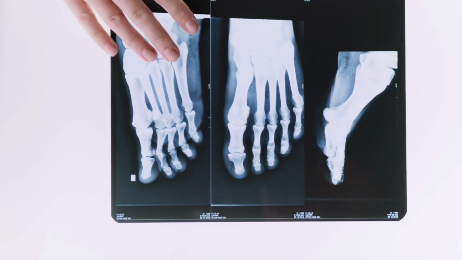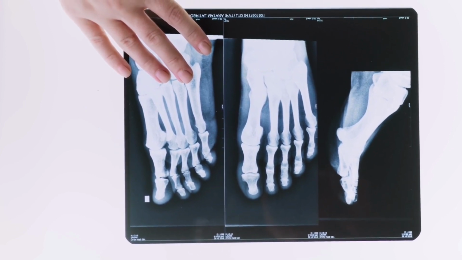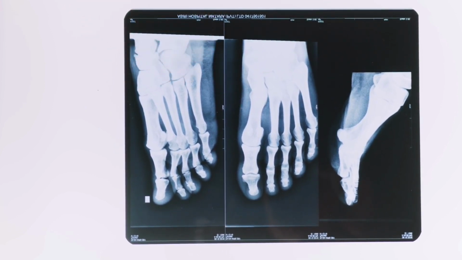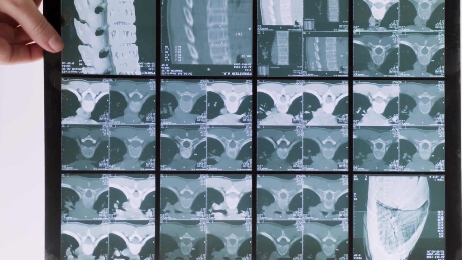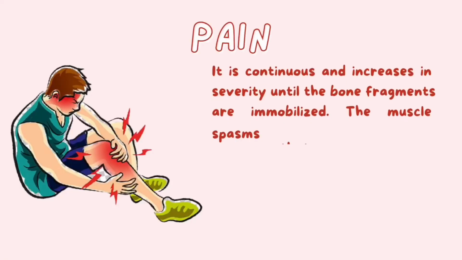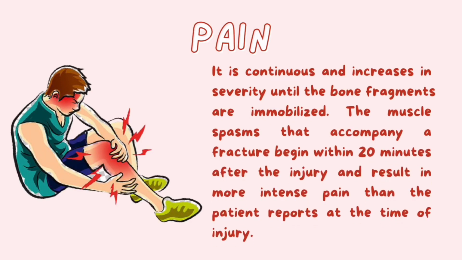Clinical manifestations. The clinical signs and symptoms of a fracture include acute pain, loss of function, deformity, shortening of the extremity, crepitus, localized edema, and ecchymosis. However, not all of these are present in every fracture. Pain. Pain is continuous and it increases in severity until the bone fragments are immobilized. The muscle spasms that accompany a fracture begin within 20 minutes after the injury and may result in more intense pain than the patient reports at the time of injury.